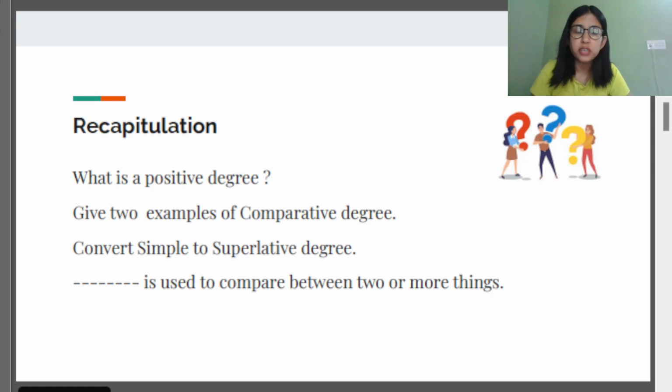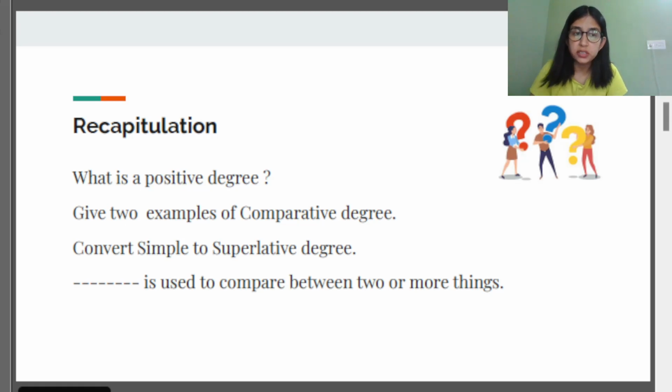Now you will be giving answers to these questions in the chat box. What is a positive degree? Explain it and give an example. Give two examples of comparative degrees as well. You will be writing your responses in the chat box. What example do you have of comparative degree? And you will convert simple to superlative degree.